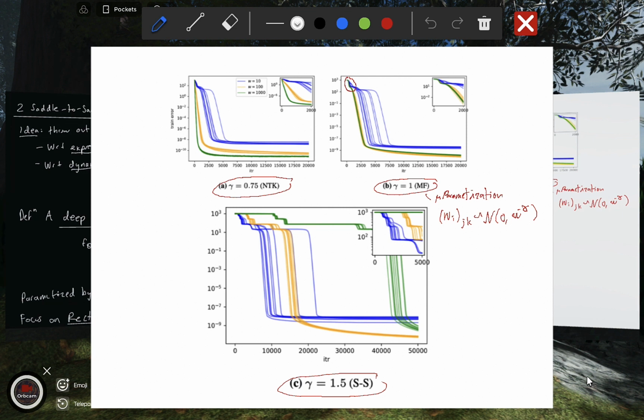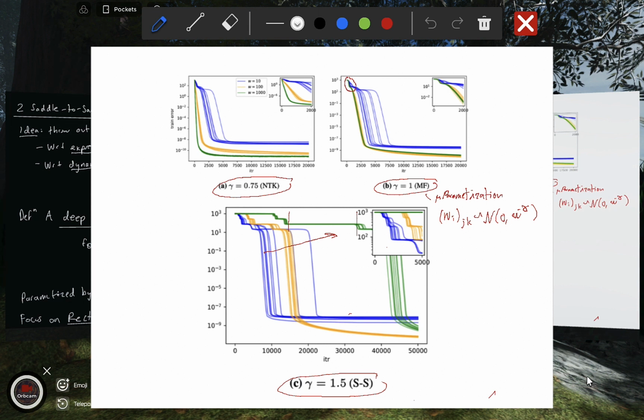And for gamma greater than 1, which is the saddle-to-saddle regime, the focus of this paper, you see that the plateaus, you can't get rid of them. And now there are many. The other thing you notice is that as the number of weights increases, those plateaus get longer. So this period gets longer and longer. Those are the salient features to look at here.